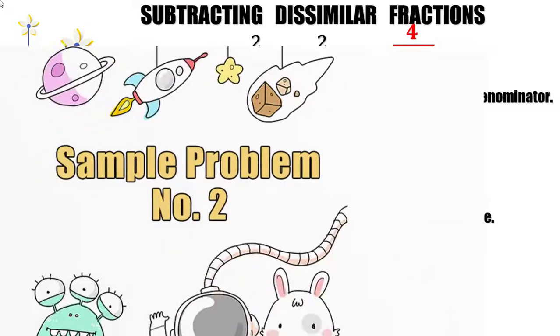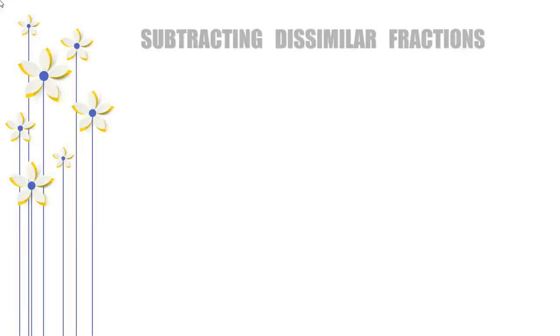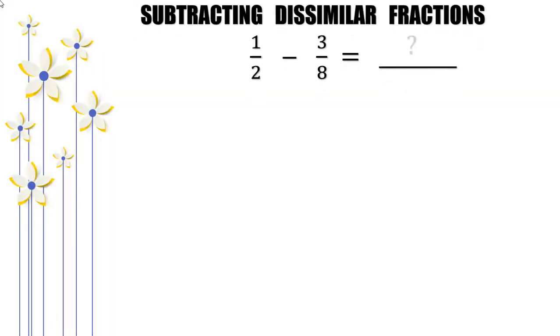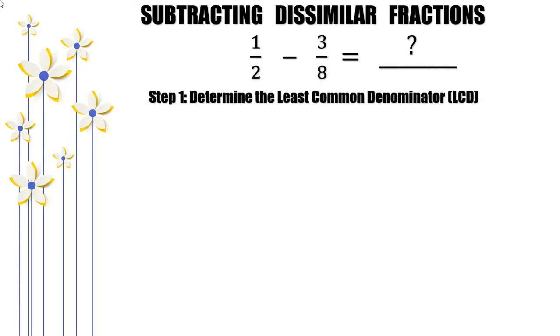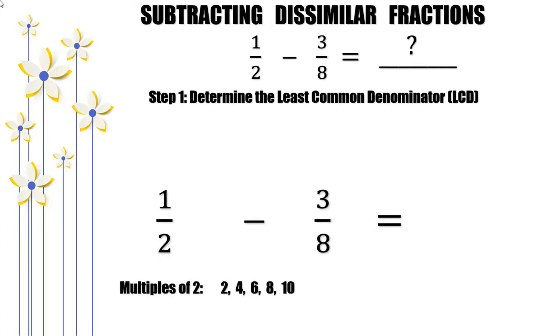Sample problem number 2. 1/2 minus 3/8. First, determine the least common denominator. Multiples of 2: 2, 4, 6, 8, 10. Multiples of 8: 8, 16. The least common multiple of 2 and 8 is 8. Therefore, 8 is their least common denominator.